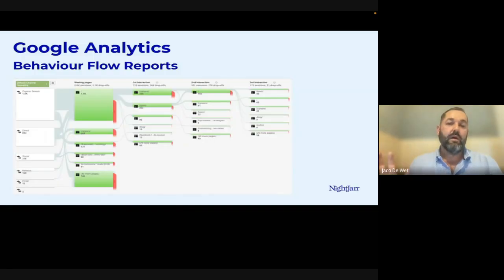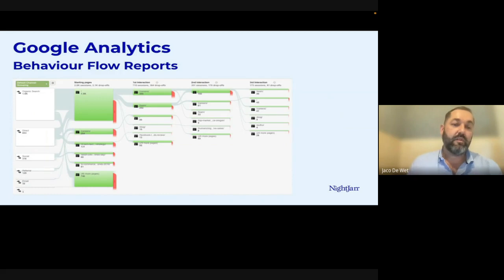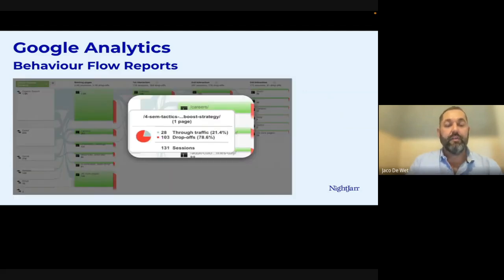So my first protocol would be something along the lines of behavior flow reports on Google Analytics. It's hugely powerful, and it's visually quite rich and explains quite well what's happening. So you can see here, when you access the report, it gives you a breakdown of your most accessed pages to start with, and then it shows you the breakdown of the traffic that flows out of that page into the next page, for example.